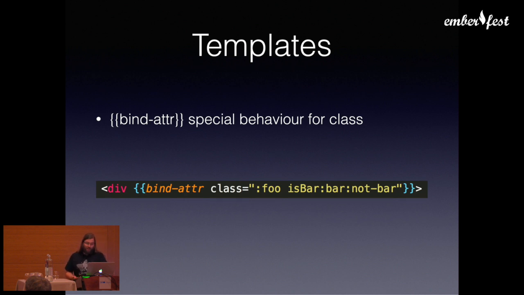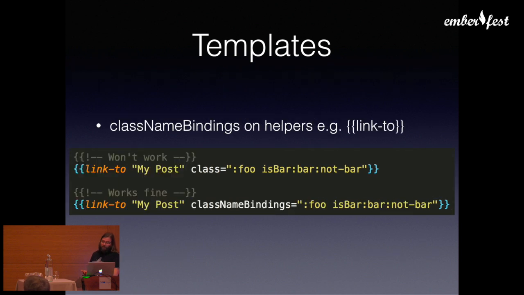bind-attr has special behavior for class. So this does not do the same thing as if you changed class there to be, I don't know, id or something. This has a very special syntax. However, if you're using link-to, it does not work. You have to use classNameBindings instead. This is very confusing, and HTMLBars will fix most of this when it eventually comes. But until then, this is just a gotcha that you have to kind of memorize.